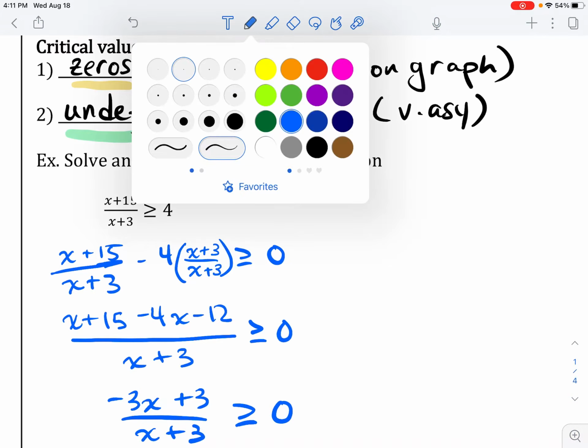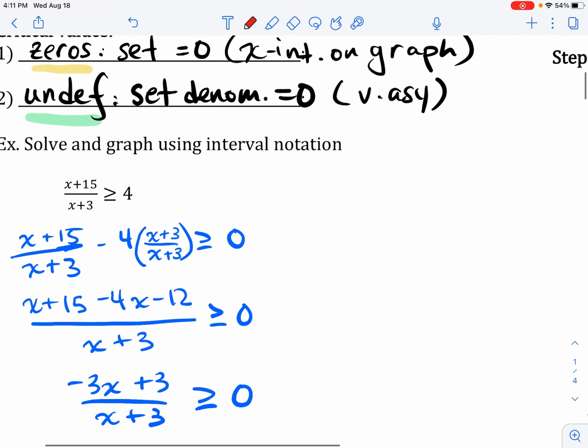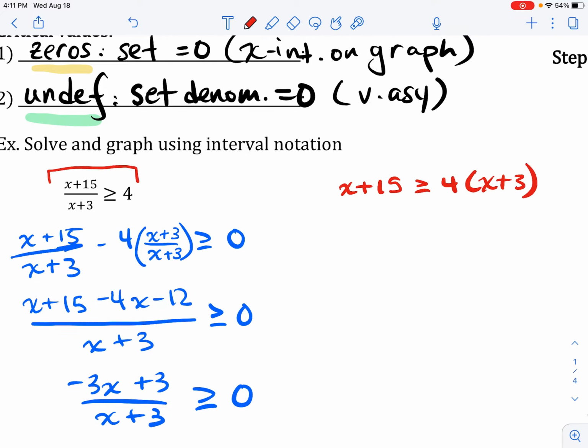Now, quick note. I know some of you are looking at this and you might be wondering, wait, couldn't I have just multiplied both sides by the denominator? In other words, written this instead as x plus 15 greater than or equal to 4 times x plus 3. And the short answer is yes, you can. But there is a danger in this approach. Compare what the original inequality was with what we've just written, and ask yourself, what might be the one danger here?